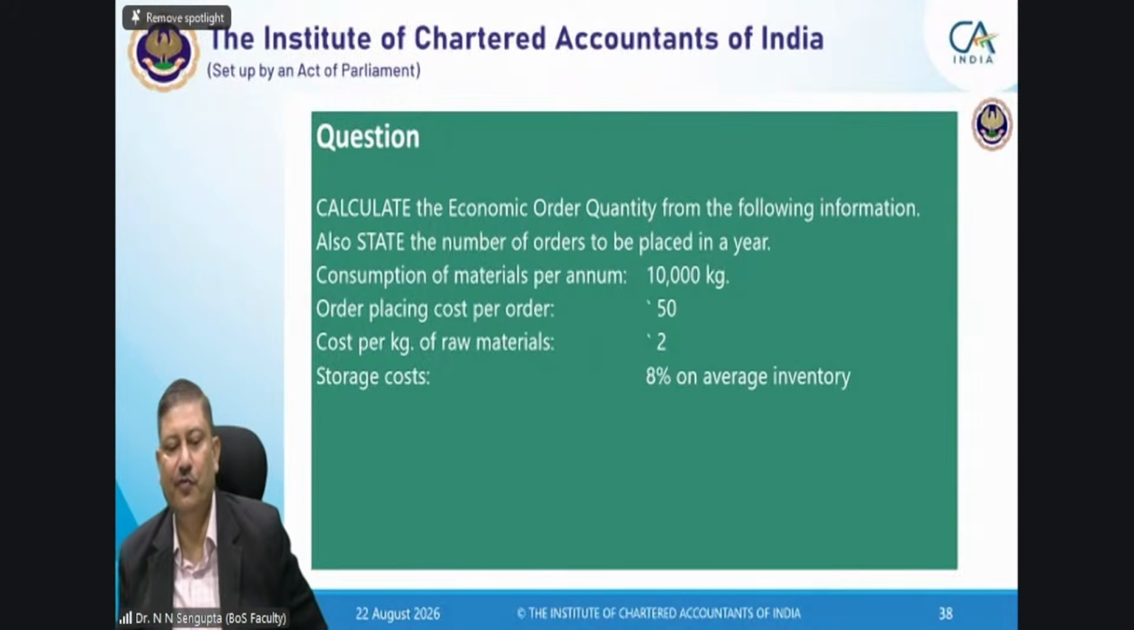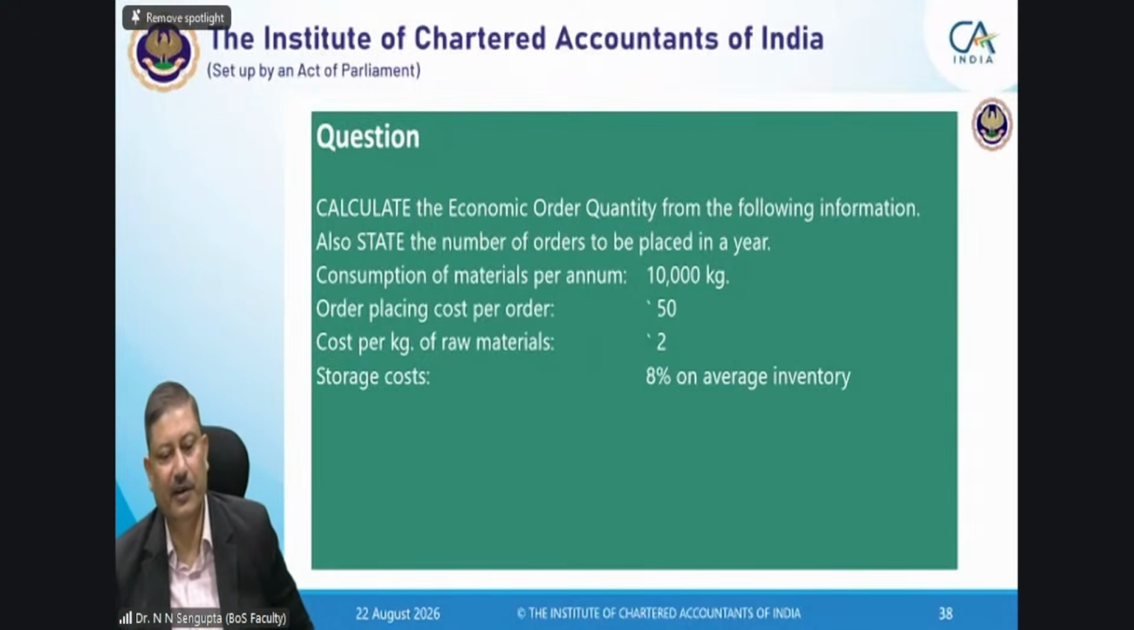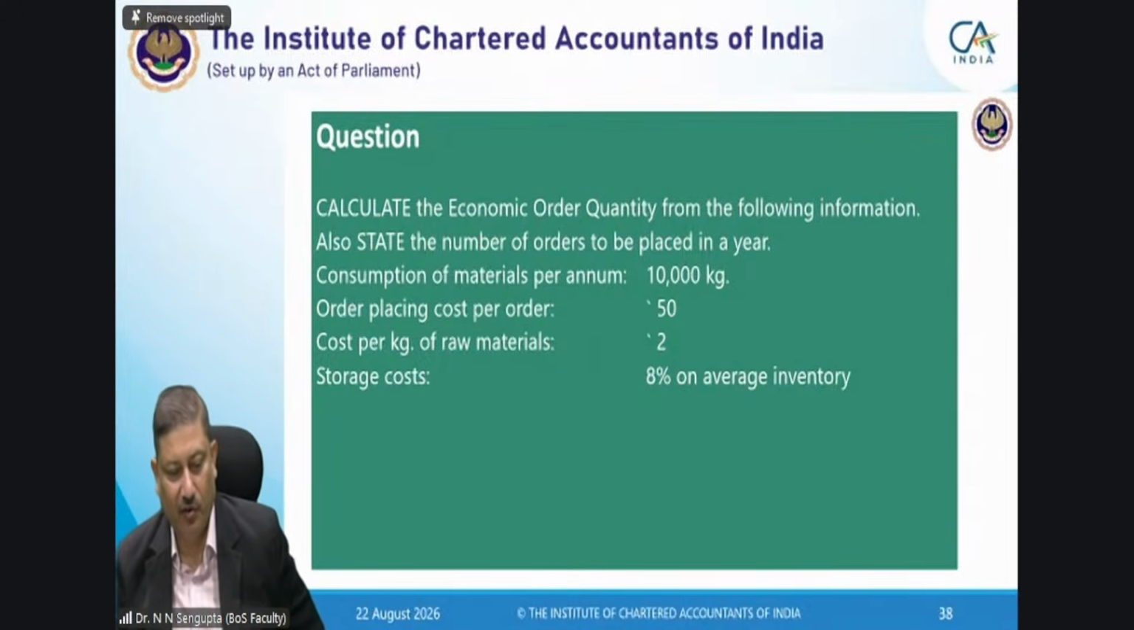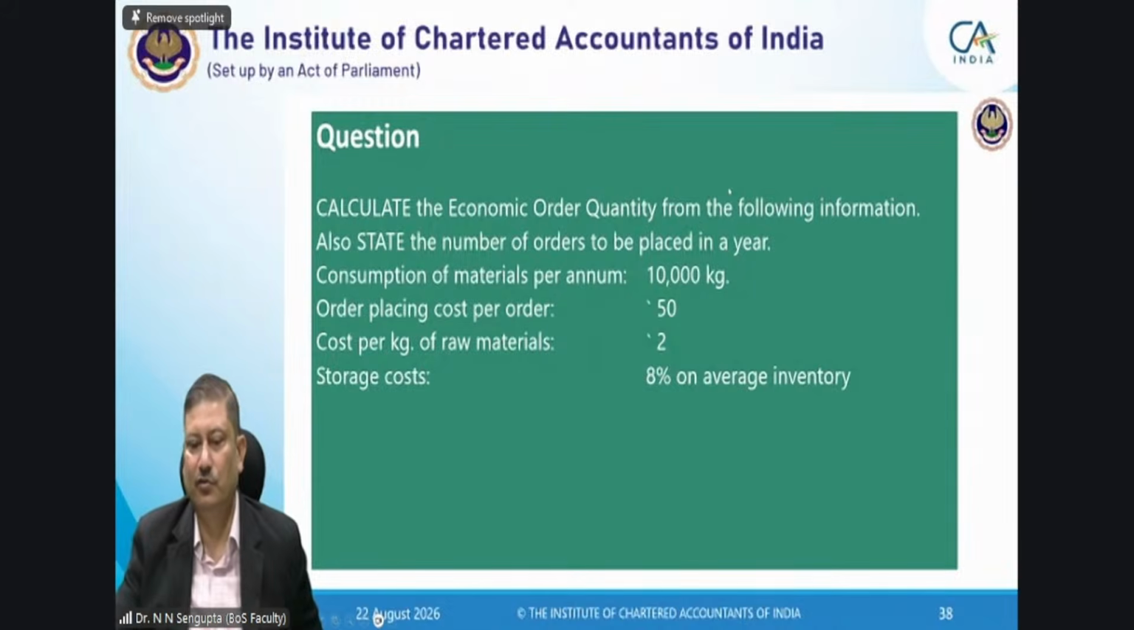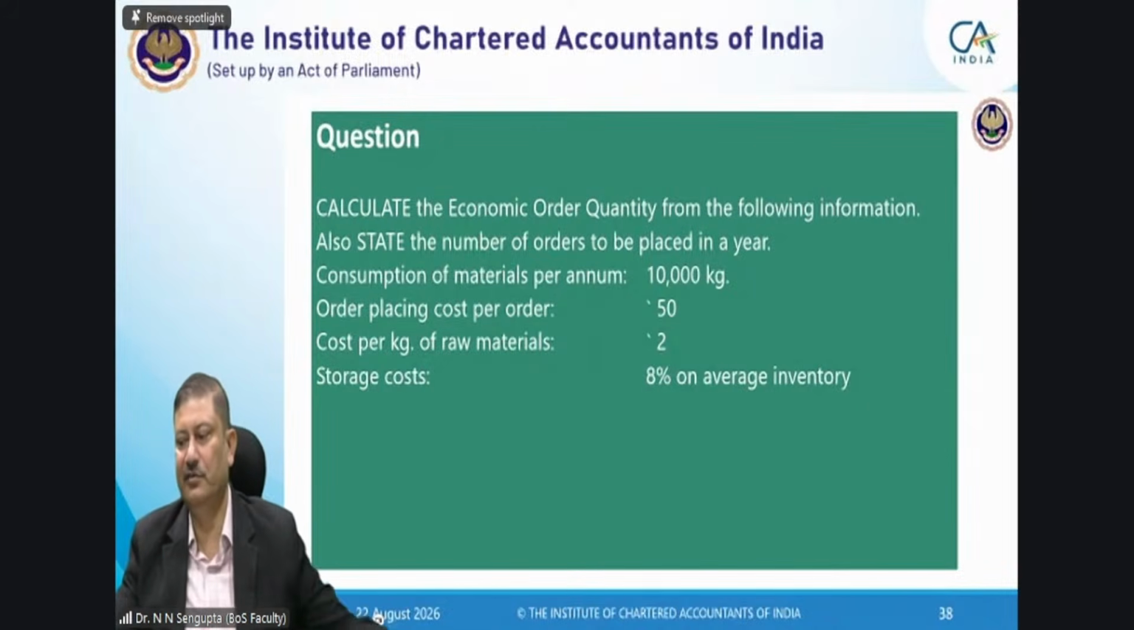So we need to find out the economic order quantity. Consumption of material is given, order placing cost is given, cost per kg of raw material is given, storage cost is also given. So we'll be solving these questions maybe after taking a very small break.